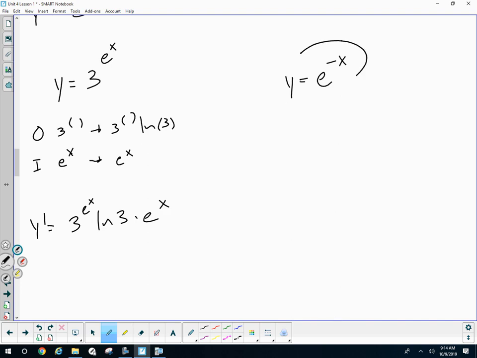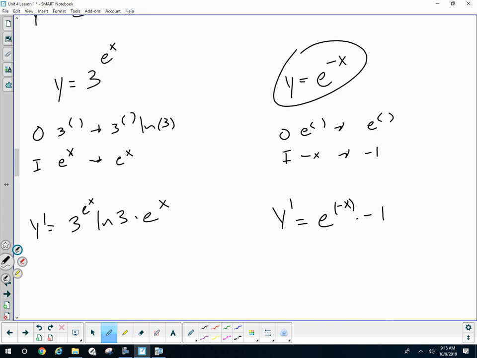This is a very common one we'll see. Its derivative, if you have e to the power times the derivative of the inside, the power, e to the power times -1. So we would write this as negative e to the negative x.